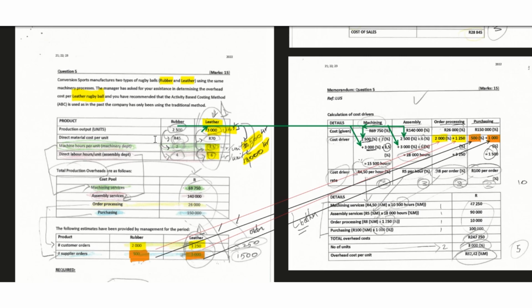And what do you need to determine? The overhead cost per leather rugby ball. So for one leather rugby ball, how much is the overhead cost? Quite specific, okay? And you are recommended to use the ABC. As you know, the particularity of the ABC is that it's more accurate and it also provides a variety when it comes to the cost drivers, and hence the reason why it is more accurate, as opposed to the traditional. It does make sense that you are being asked for something more specific, more accurate.